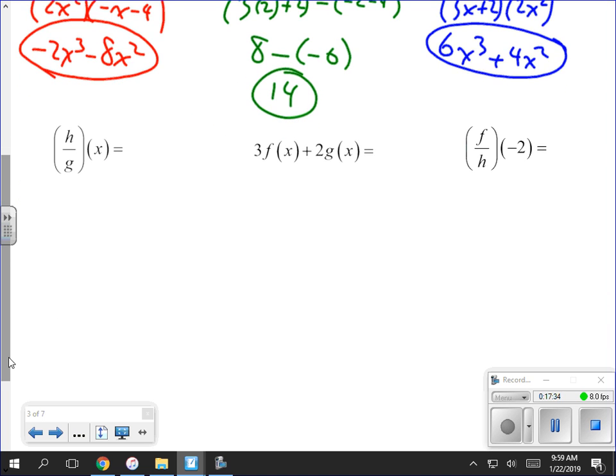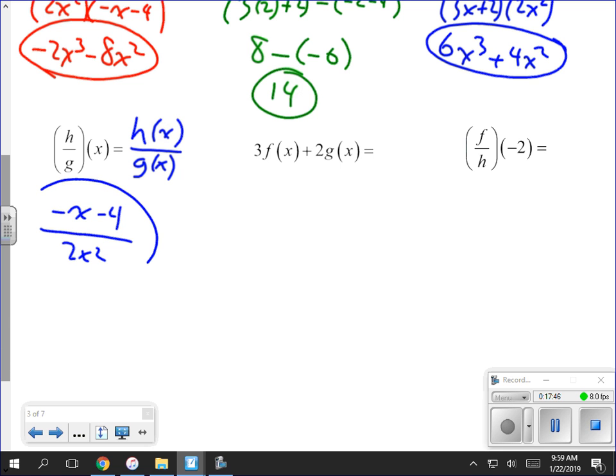Okay, this one, h over g of x is h of x over g of x. So that's negative x minus 4 over 2x squared. And that's my answer. I can't do anything else to that one. Can't simplify it. It's done. If you can simplify, simplify, but you can't simplify this one, so you're finished.